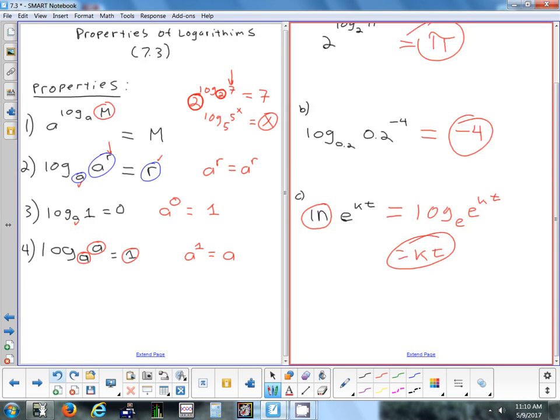Okay, let's see, we didn't do an example of rule 3. I could just make one up. Let's say I had log base 7 of 1. What would be the answer to that? Oh, Kristen?